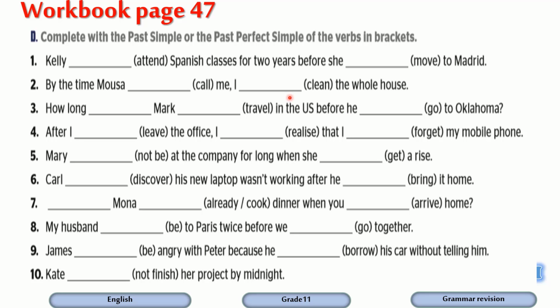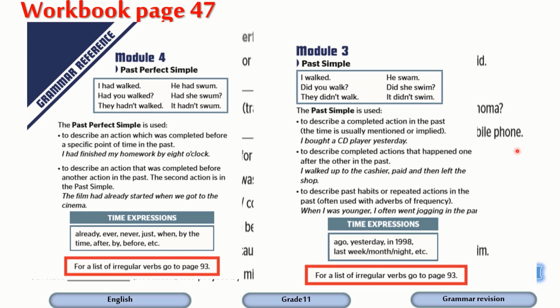Now, open your workbooks, page 47. We are going to revise the past simple and the past perfect simple in this exercise. So you can refer to the grammar reference on your student book pages 89 and 90. So module 3 that deals with the past simple, and module 4 with the past perfect simple. Don't forget the form, as you can see here, and the time expressions with the uses in each tense.